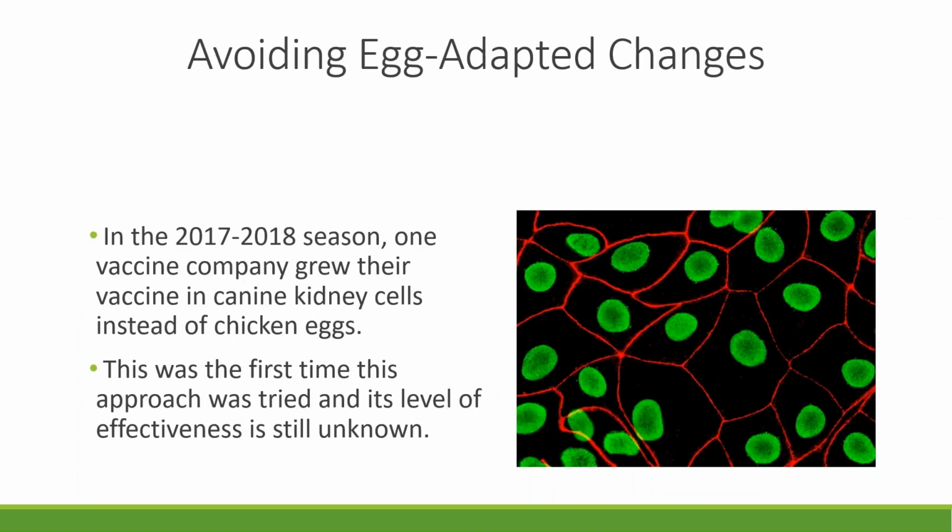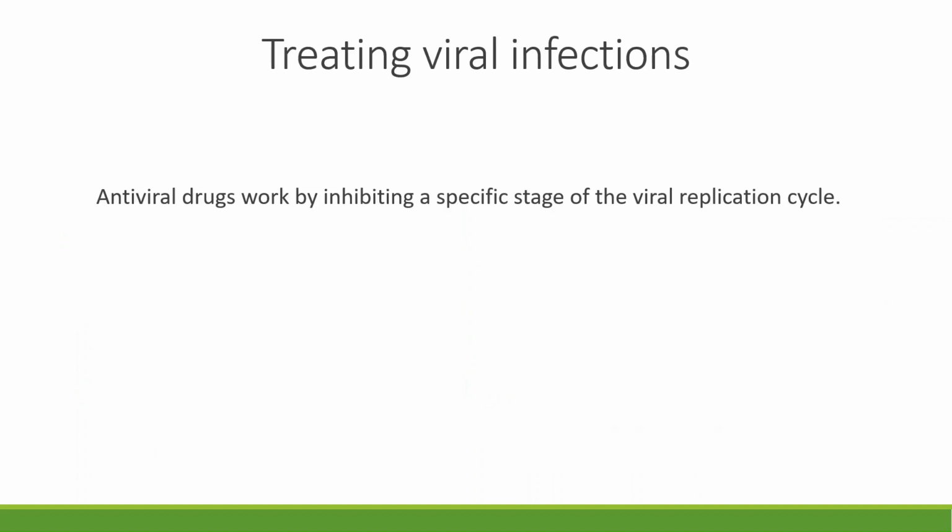And we are slowly improving in our methods. So we've started working actually with canine kidney cells instead of chicken eggs as a way to grow up these viral particles. They tend to mutate a little less rapidly in these canine kidney cells. So we're getting a little bit better in our methods.